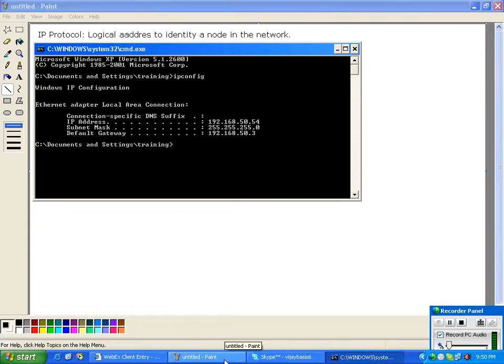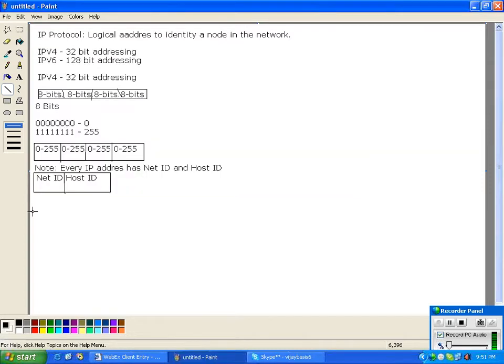So if I am using this IP address, 192.168.50.54, what is my network number and what is my host number? That we have to find out from this IP. Every IP will have a net ID and a host ID. The net ID is used to represent the network and the host ID is the computer number in that network.